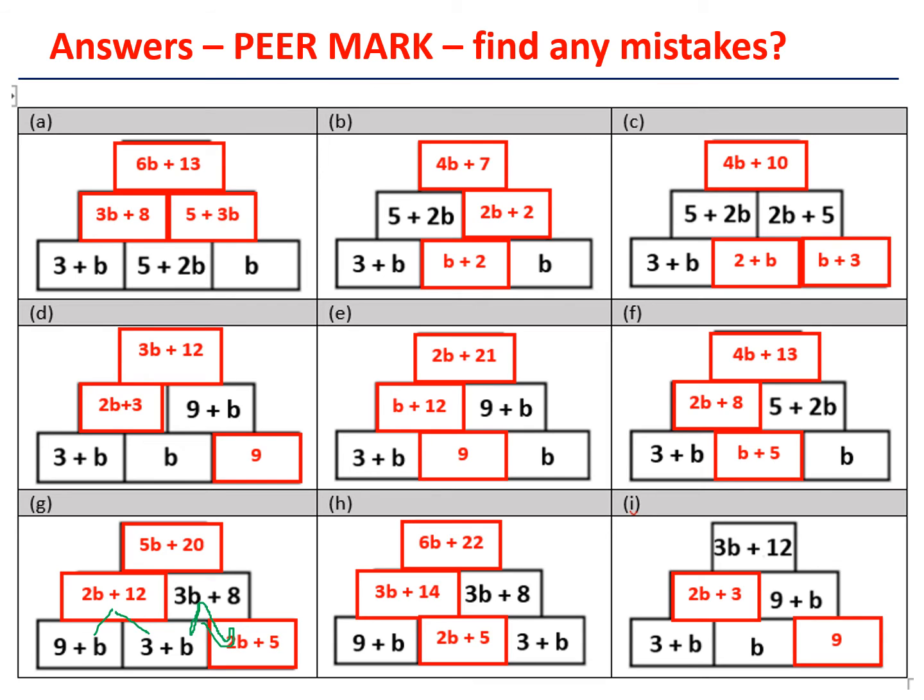So you had 3b plus 8 and 3 plus b. So to get to 3b, you must have needed 2b, and to get from 3 to plus 8, you needed to add 5. So as you can see there, don't get confused by how it's written the opposite way around there. They are representing the same thing in the pyramid here. So plenty of green pen where needed, please.